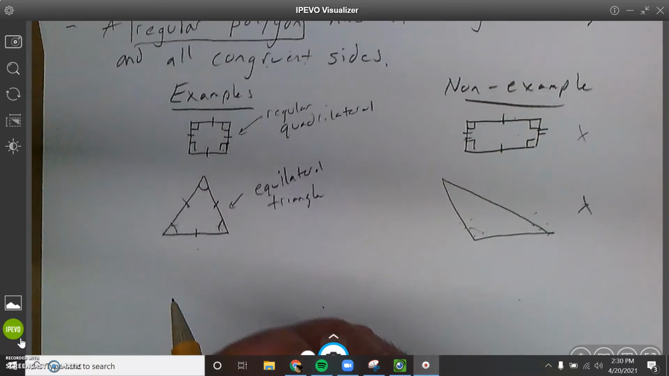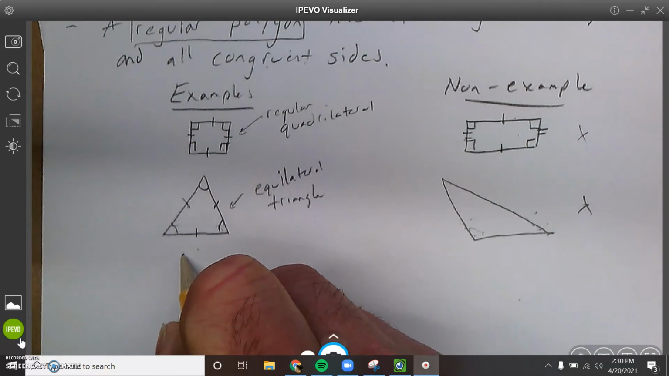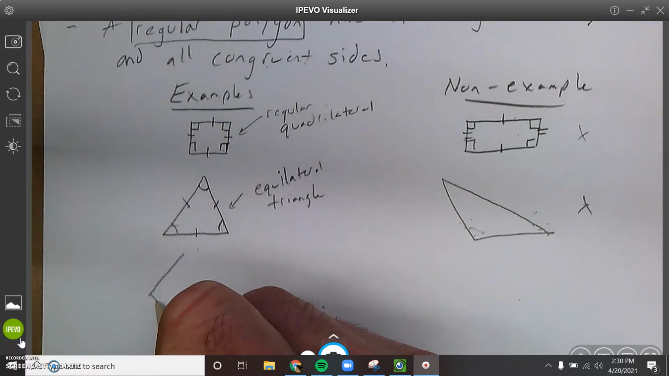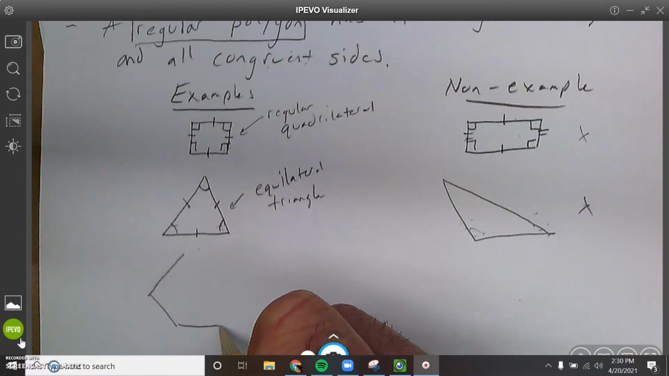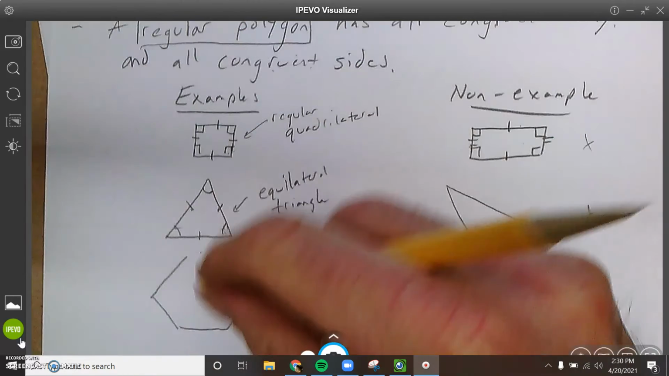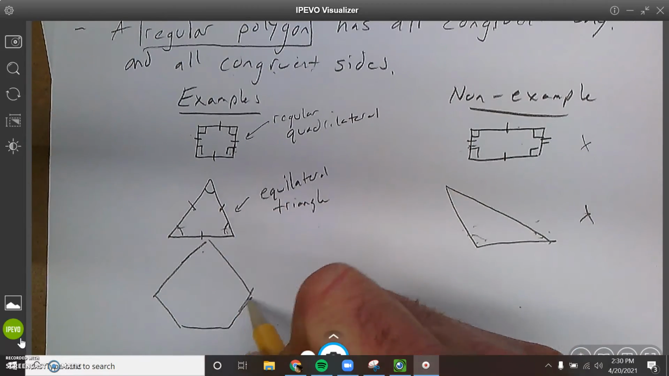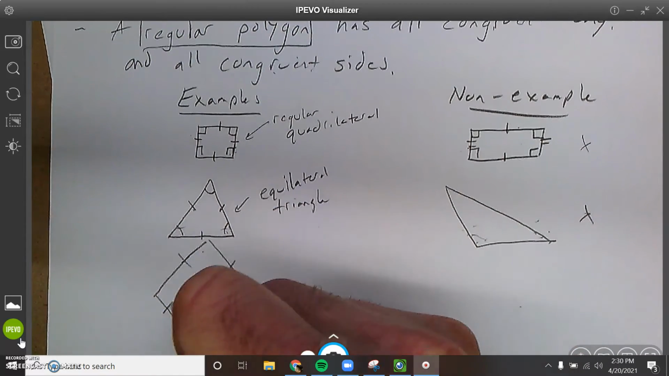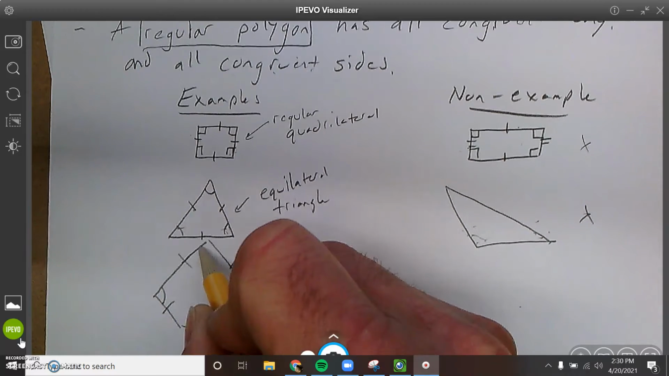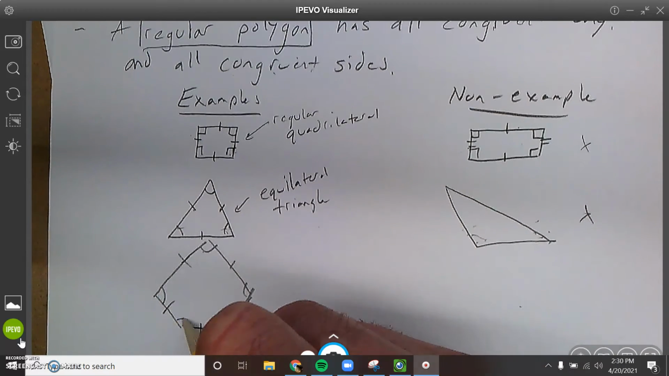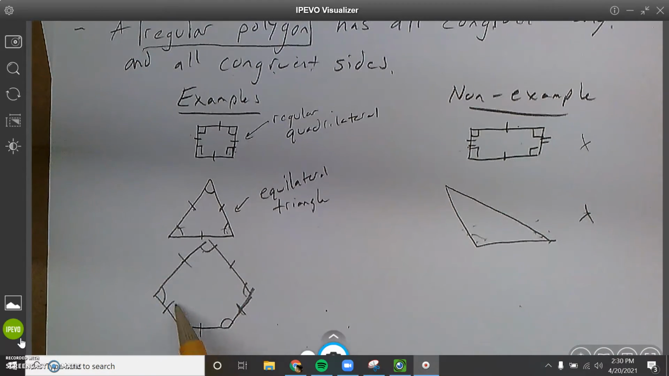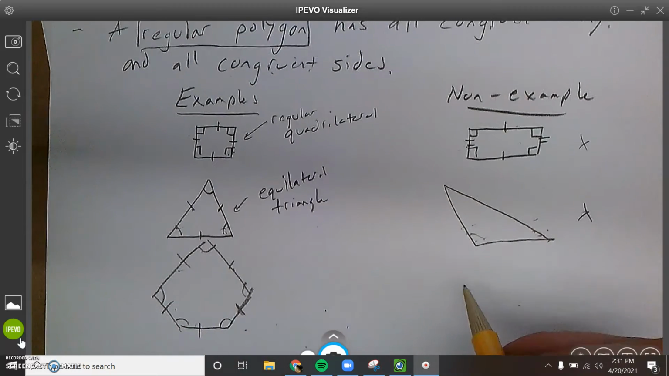Okay. Another one. Let's see. So like a pentagon. Kind of like this. See if I can draw it. That's not a very good example, but I'm doing my best. You know what I'm saying? So all these sides are congruent and all these angles are congruent. Bam. So we have all the sides congruent and all the angles congruent.